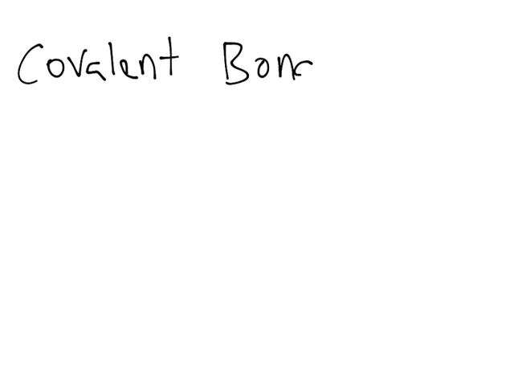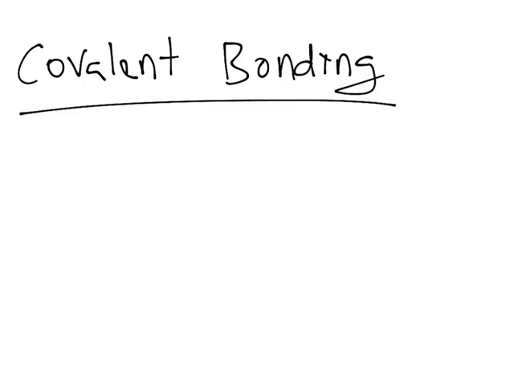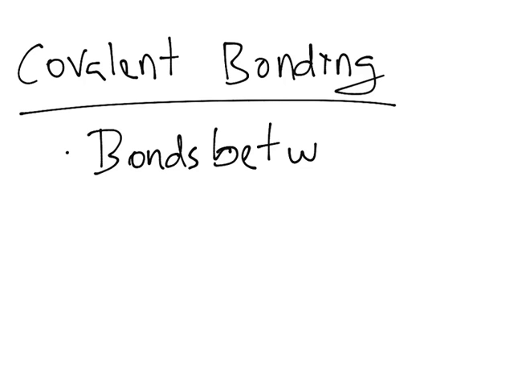In this video, I'll be talking about the two different types of covalent bonds. So, covalent bonding. The simplest definition for a covalent bond is bonds between non-metals.